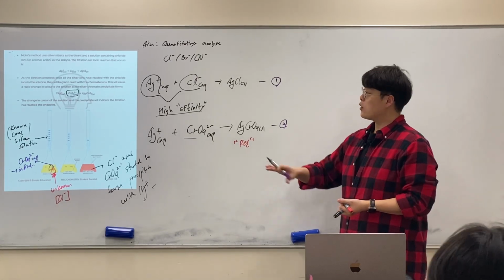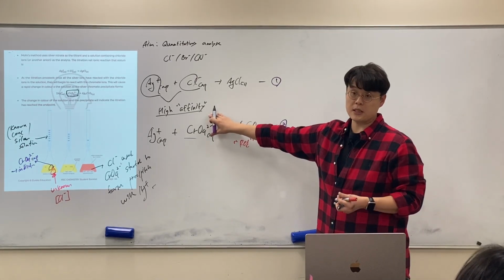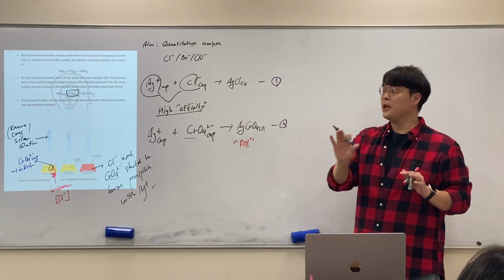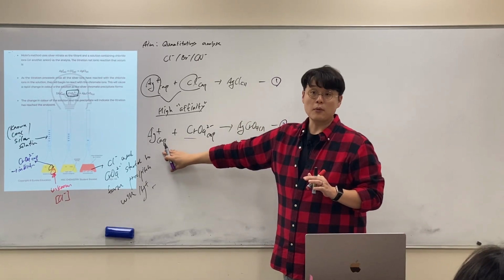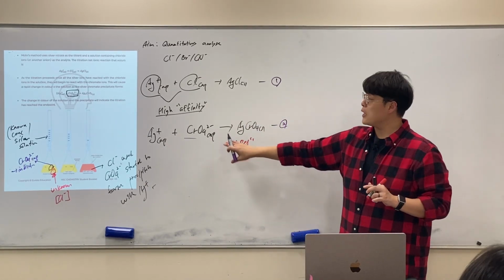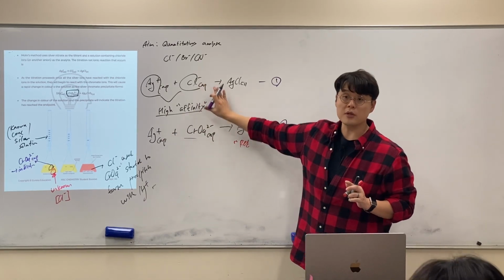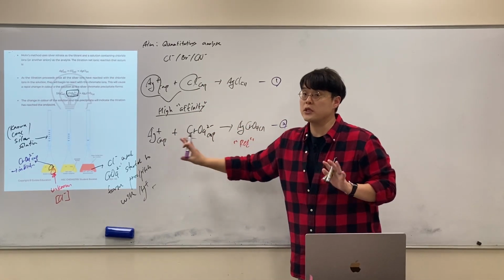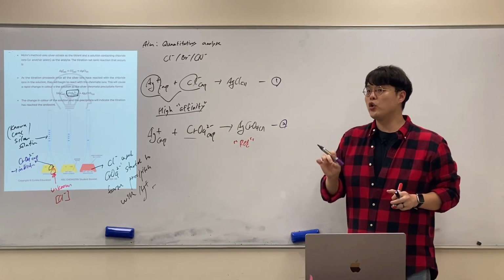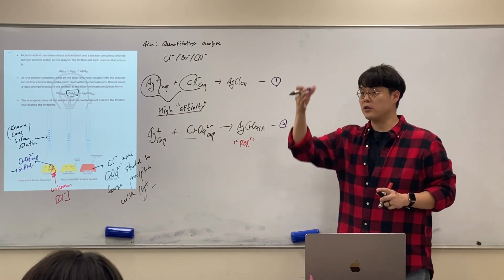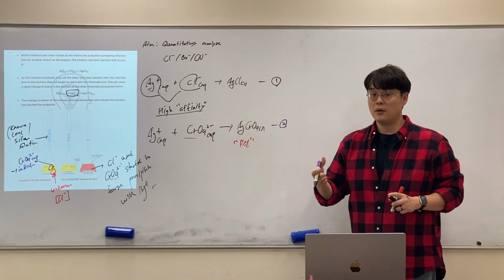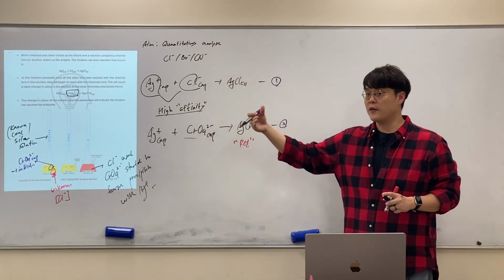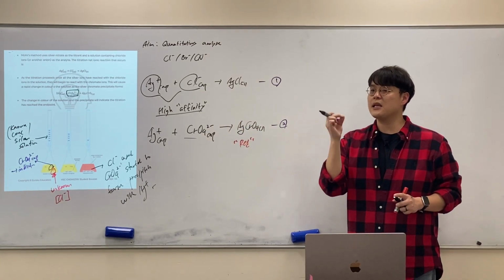Do you remember that I call this a high affinity? Yes. But there could be some silver reacting with the chromate even though it has a high affinity to the chloride during the titration. Is it clear? There could be some silver, which means that you are losing some silver throughout the titration. So the value you got from the titration could be slightly inaccurate.